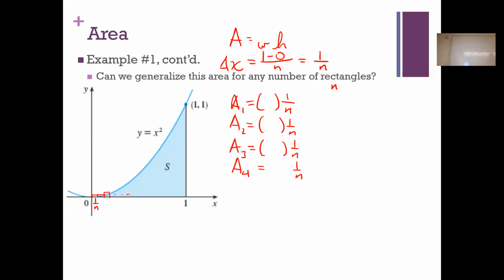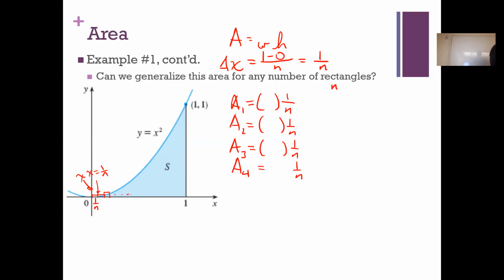Maybe I should ask this first: what's the left end? What's the left x value? 0, right? It should just be the left end of the entire interval. And then I'm going to move to the right by so far. What is this point right here? What's this x value? One over N, right? Okay.